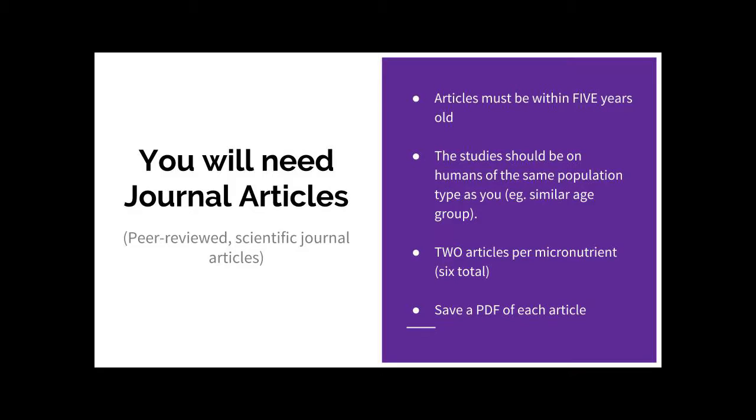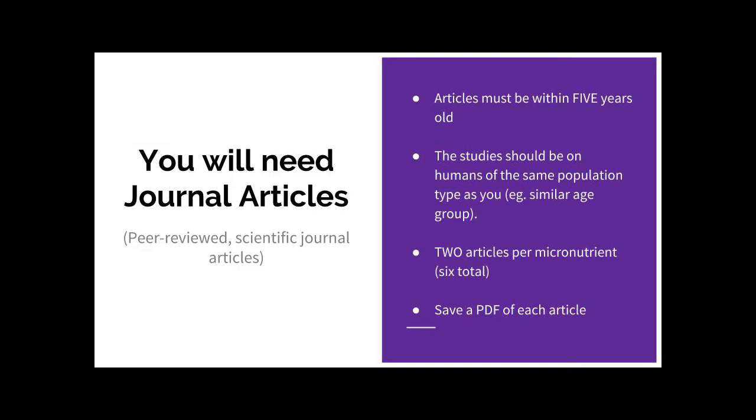You will need journal articles. So the articles must be within 5 years old. The studies should be on humans, and it should be on the same population type as you. So if you are an adult, then you want studies on adults. So not on cows, not on animals or cells, just on people like you and me. You'll need 2 articles per micronutrient, so that's a total of 6.